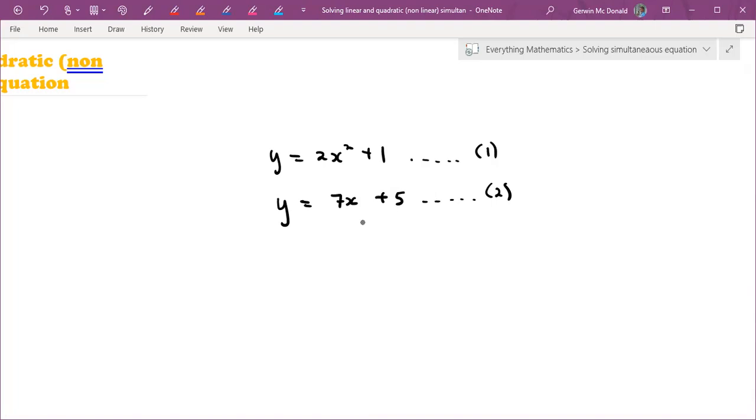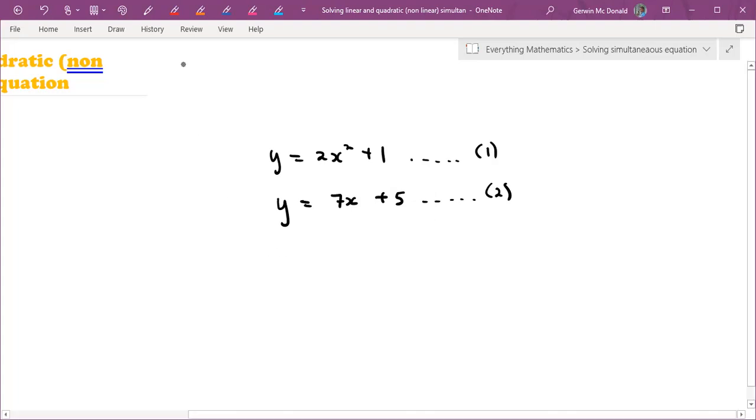When we're dealing with a linear and a non-linear, the objective is quite different. In this case, all we need to do now is substitute for either x or y, plug it into the other equation, and then solve whatever quadratic will arise. So this one is already ready-made for us. There's no shifting that we have to do here.